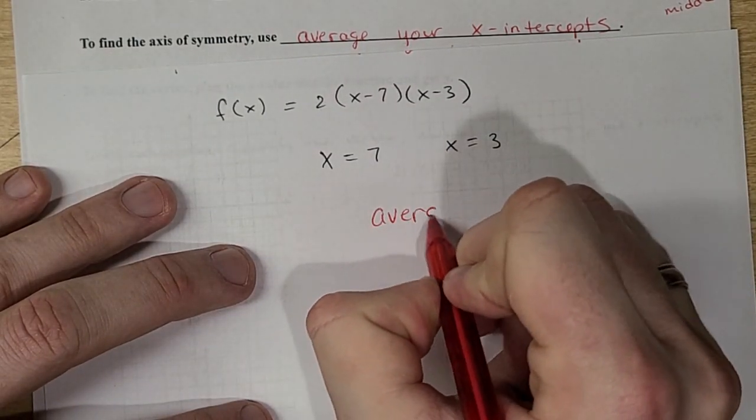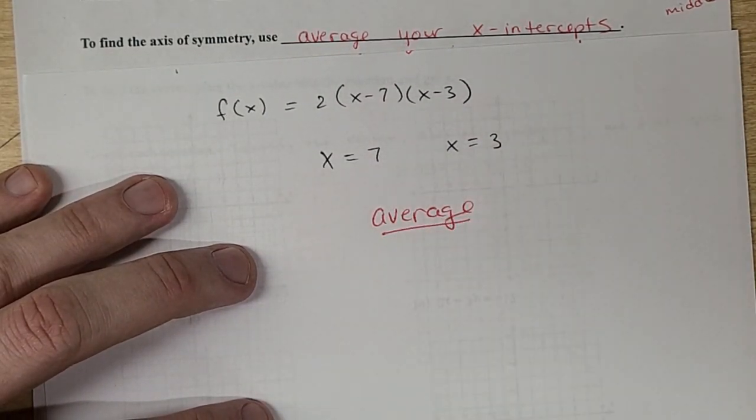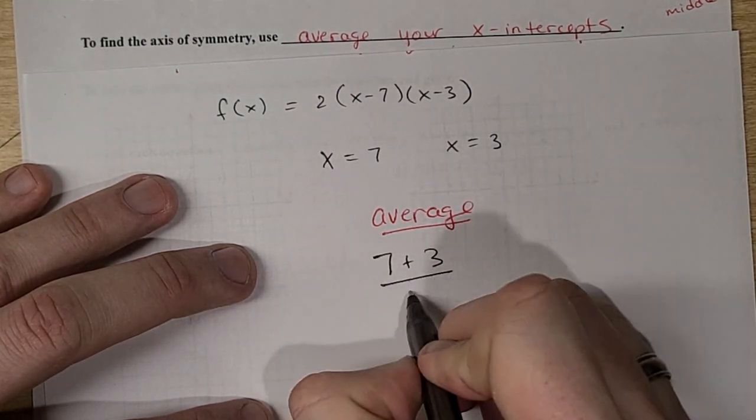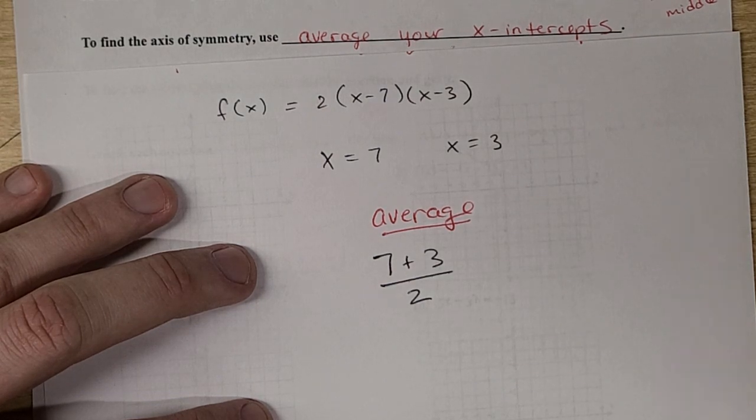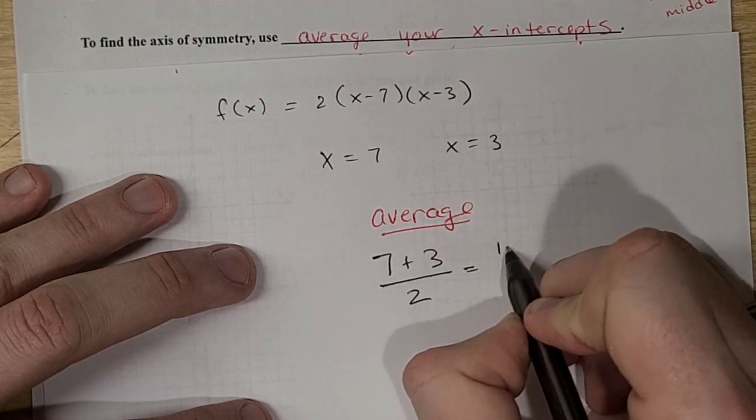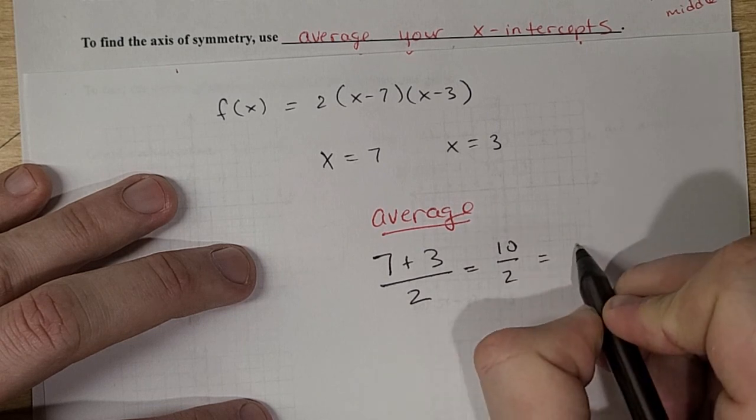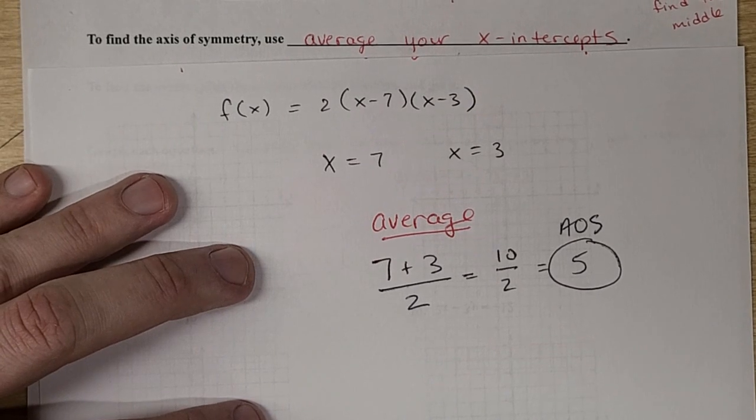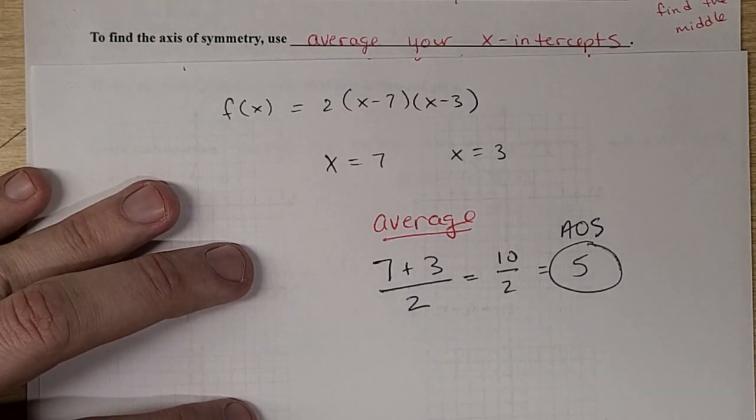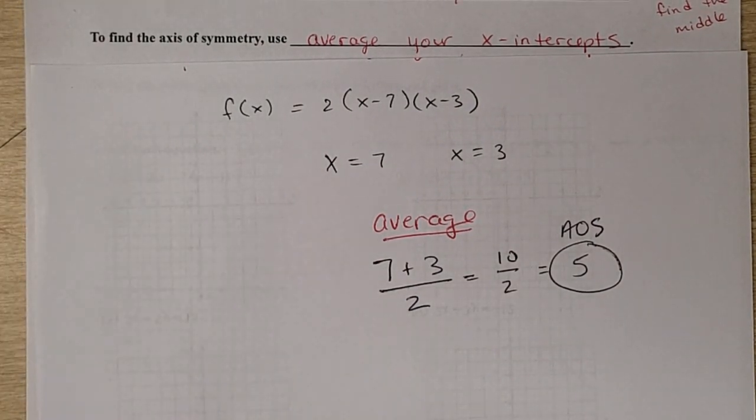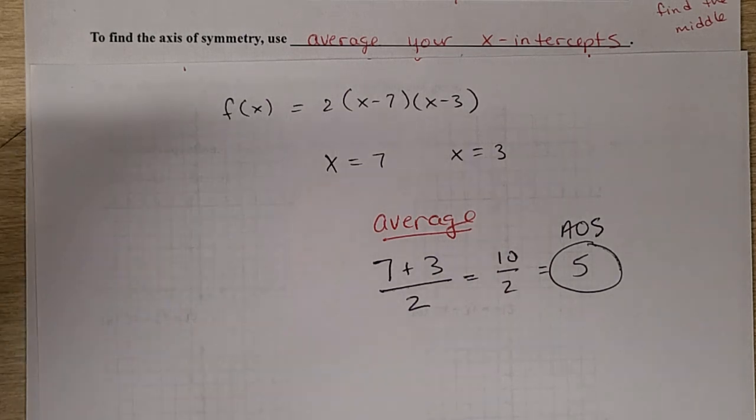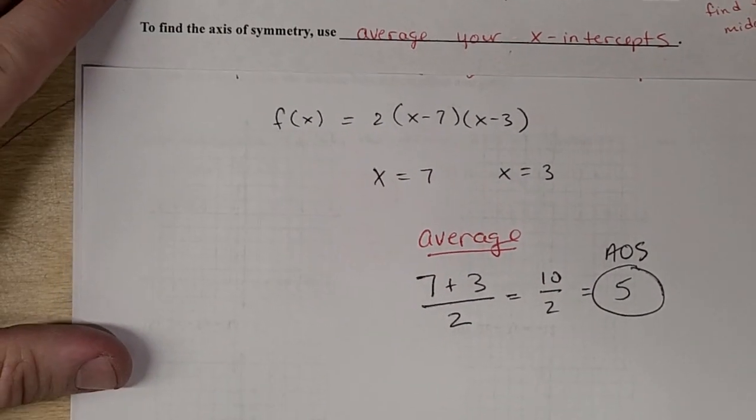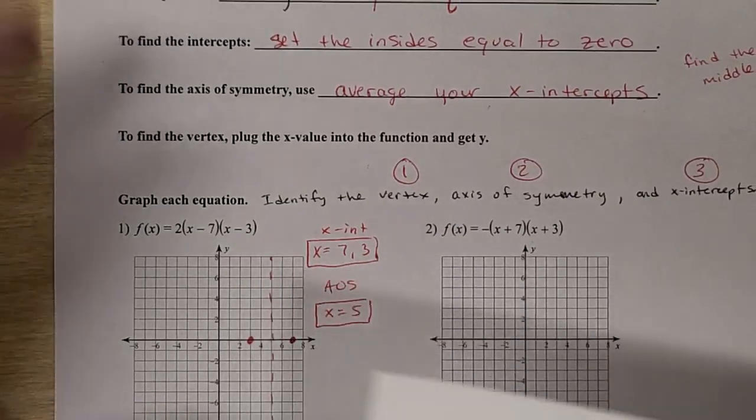For an average, you're going to take your two numbers, 7 plus 3, and then cut them in half. Quick and simple. 7 plus 3 is 10. 10 divided by 2 is 5. So your axis of symmetry, x equals 5. Once you know how to do these things, they go very quickly. Now we're taking our time on this problem, but again, once you know how you do them, not bad at all. Okay? All right, so we found the intercepts, we found the axis of symmetry.